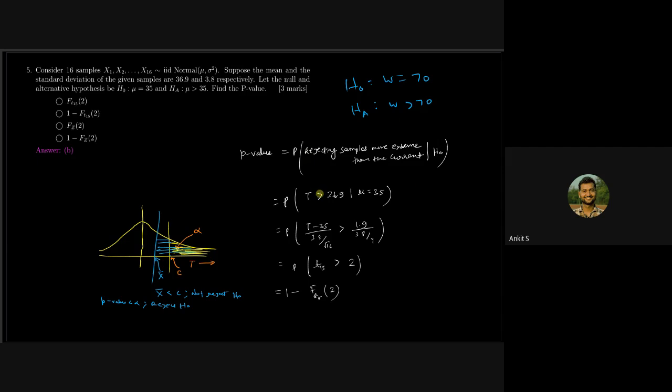What is the sample that we have? We have the sample standard deviation. Here we are testing the mean. Suppose the mean and the standard deviation of the given samples are this. So the mean is 36.9 and the standard deviation is this. Then if our test statistic is greater than 36.9, given the null is true, in that case we will reject the null. That's how you calculate it and you get this value.